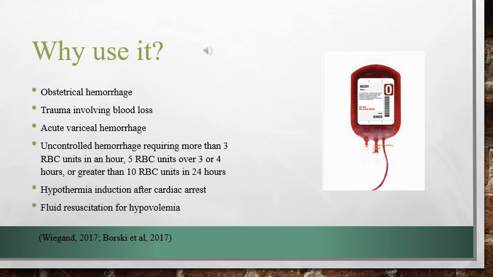Okay, so you could have an obstetrical hemorrhage, any type of trauma involving blood loss. You can have an acute variceal hemorrhage, which we have seen a few times. Those are pretty traumatic when they occur. You can have an uncontrolled hemorrhage of any sort. Basically, an uncontrolled hemorrhage is something that requires 3 units of blood in an hour, or 5 units of blood over a 3 to 4 hour period, or 10 units in a 24-hour period.